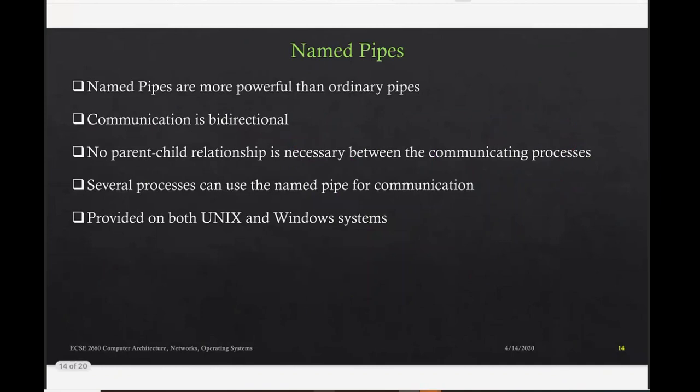Next, let us take a look at named pipes. They are more powerful than ordinary pipes. Communication can be bidirectional. You can have more processes participating in this communication because no parent-child relationship is necessary now. Several processes can use the named pipe for communication. So as long as you know how to identify that pipe, you can use it in any process to communicate. They are provided both in Unix as well as Windows operating systems. There is a very comprehensive example that we are going to work through, in which we will see how we can use named pipes.